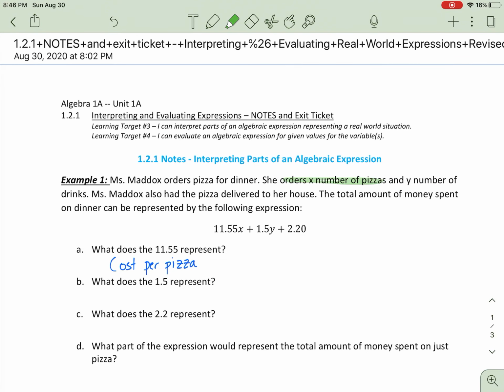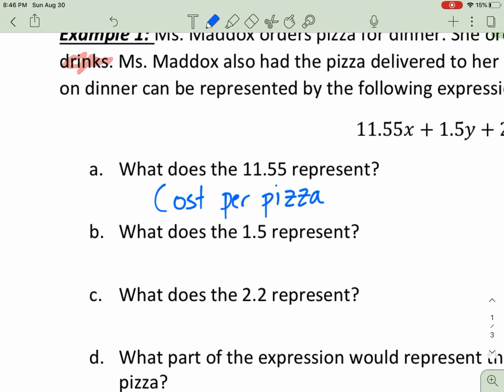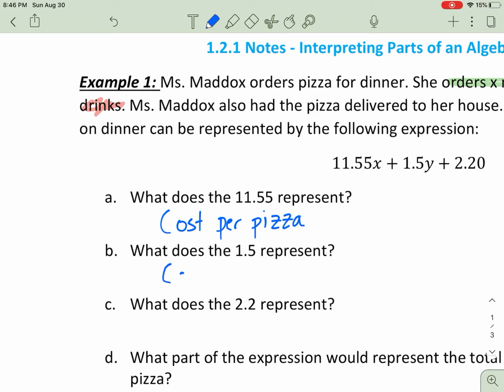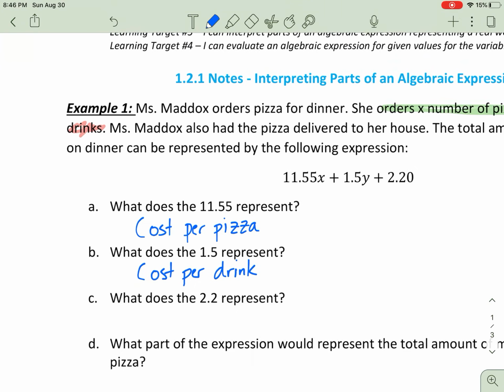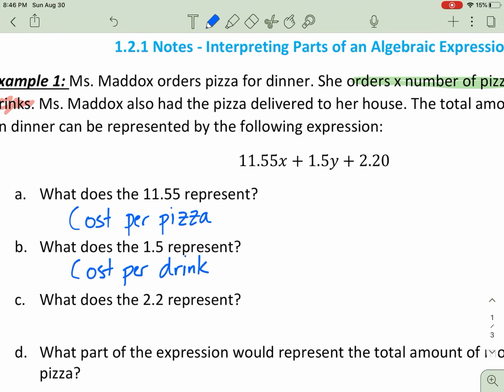Okay, and then y is the number of drinks. It says up here, y is the number of drinks. Okay, so what does 1.5 represent? It is the cost per drink. And you've got to be careful here. You don't want to say the total cost of drinks because we don't know that. It could be way more than $1.50 depending upon how many you buy. And you don't want to just write down it's drinks because that's not true either. It's the cost per drink. You have to be very specific.